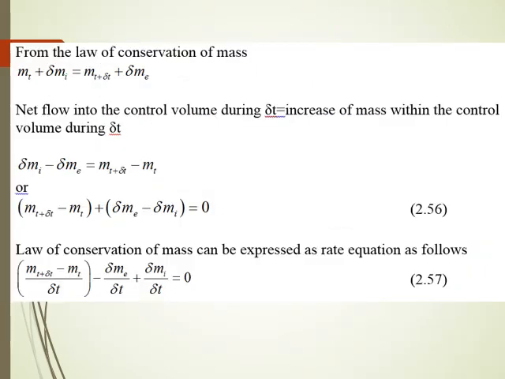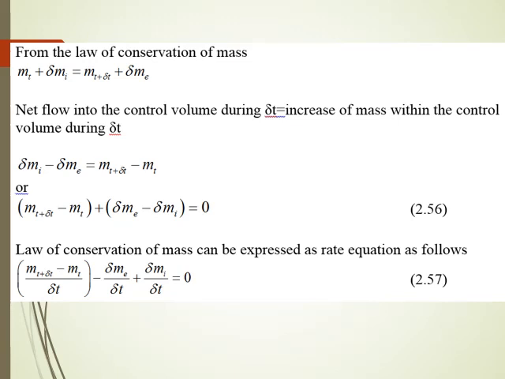So from the law of conservation of mass we can say m_t plus delta m_i. m_t is the mass within the control volume at the beginning of the process, where delta m_i is the mass that is entering the control volume. That is equal to m_(t+delta t) plus delta m_e, where m_(t+delta t) is the mass within the control volume at the end of this time interval, and delta m_e is the mass that is leaving the control volume.